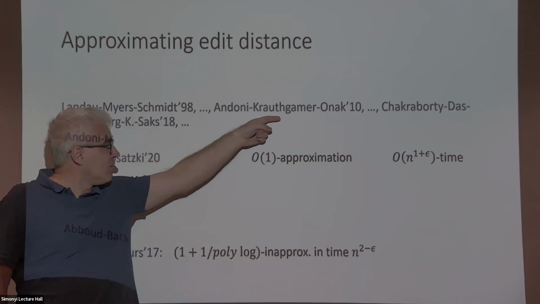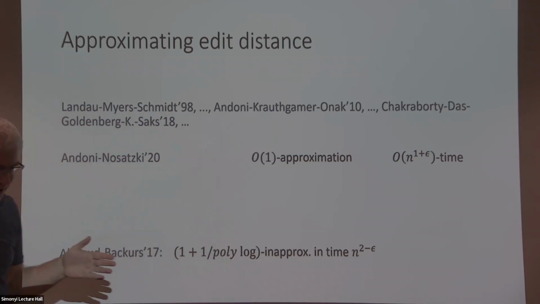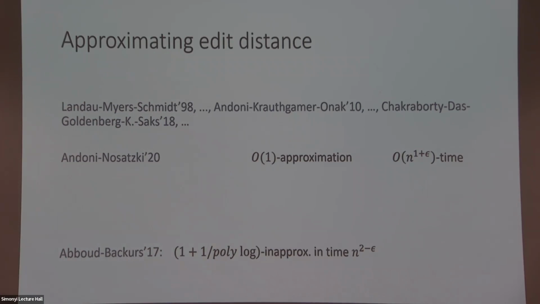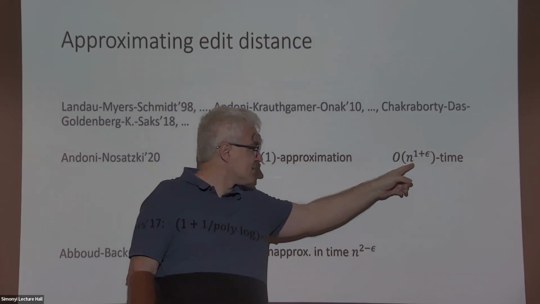Then there was a polylog approximation algorithm. I'm speaking of multiplicative factors: you get output which is within a polylog factor of the optimal. That was done by Andoni, Krauthgamer, and Onak in 2010. Then in 2018, we managed to design an algorithm which gives you constant factor approximation in time n to the 1.64 or so, and there was some follow-up work. Eventually Andoni and Nosatzki in 2020 got constant factor approximation which runs in time n to the 1 plus epsilon.